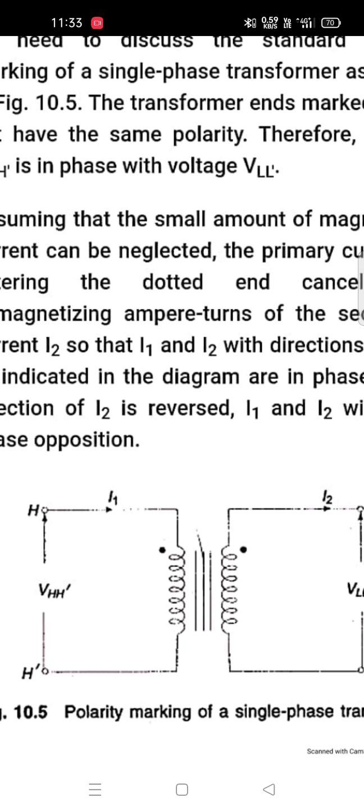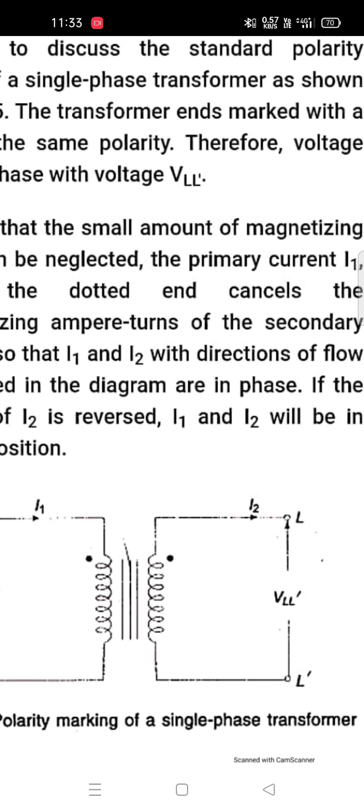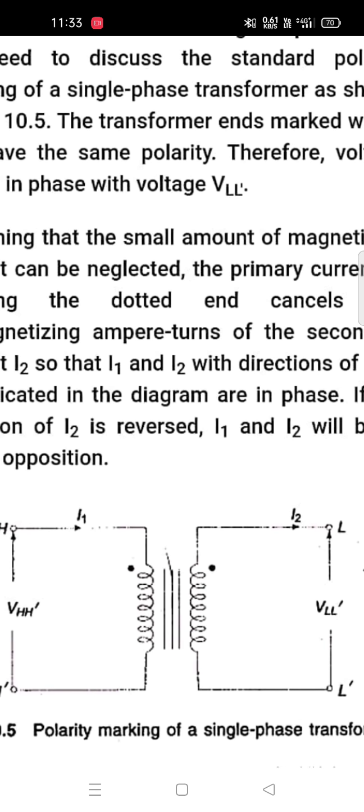Therefore, voltage VHH' here is in phase with the voltage VLL'. Assuming that the small amount of magnetizing current can be neglected, the primary current I1 entering the dot cancels the demagnetizing ampere turns of the secondary current I2, so that I1 and I2, with directions of flow as indicated in the diagram, are in phase. If the direction of I2 is reversed, I1 and I2 will be in phase opposition.